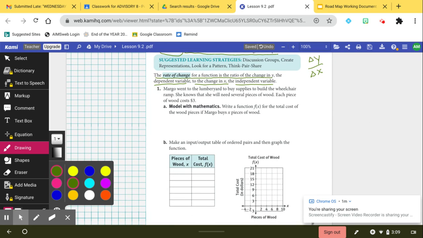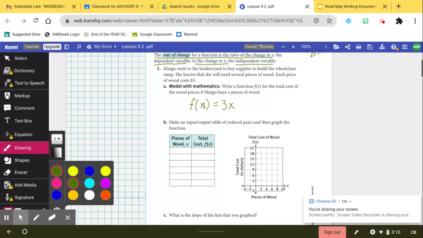So looking at this situation, it says Margot went to the lumberyard to buy supplies to build the wheelchair ramp. She knows that she will need several pieces of wood, each piece costing $3. So A says write a function f of x for the total cost of wood if Margot buys x number of pieces. Well, f of x, so function f with inputs x, is going to equal $3 for each piece of wood. So that would be 3 times x, where x is my x pieces of wood.